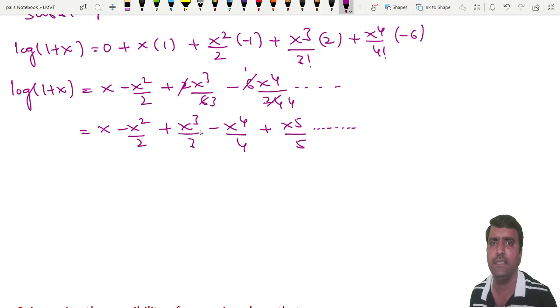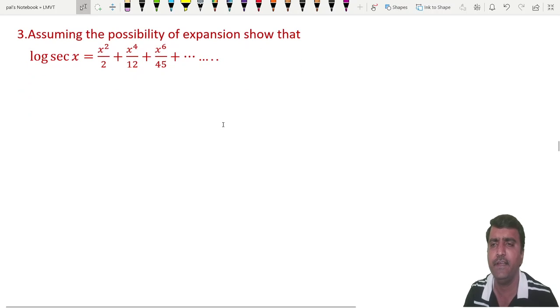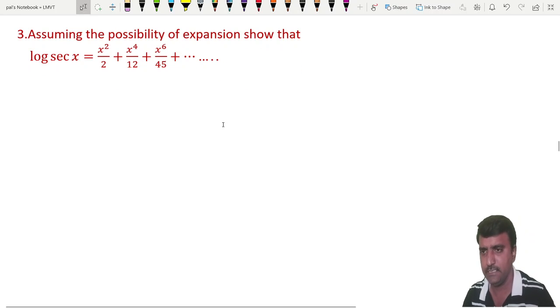So take one more problem on Maclaurin's expansion. Assuming the possibility of expansion, we have to show that Maclaurin's expansion of log of secant x is x square by 2 plus x to the power 4 by 12 plus x to the power 6 by 45. So let's quickly complete this one.